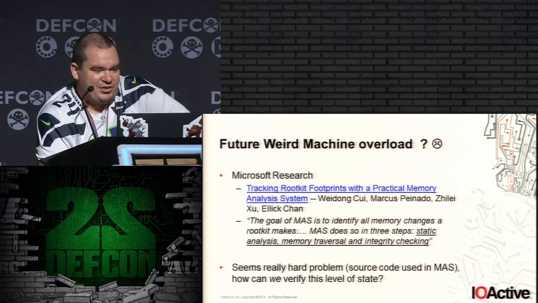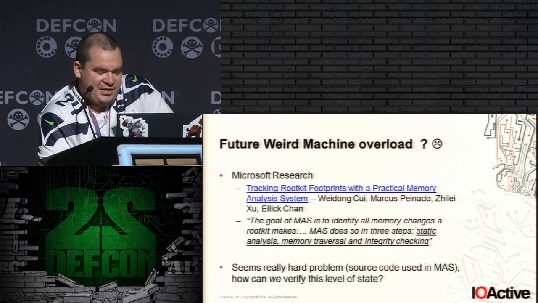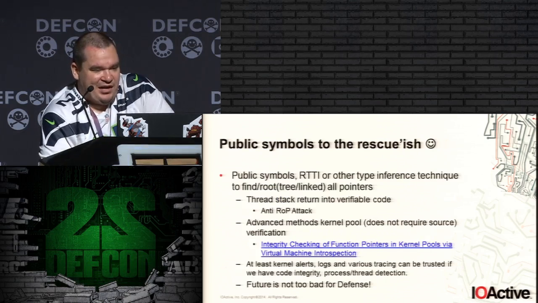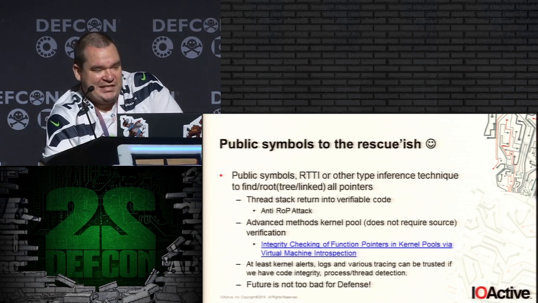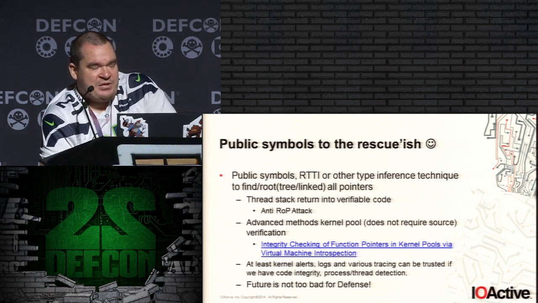This is a tool that Microsoft research guys did. They've got access to the source. They've got a lot more metadata than we do. What that means is, maybe we can use public symbols to the rescue. Sort of. RTTI. There's a lot of anti-ROP attacks that we can then leverage.